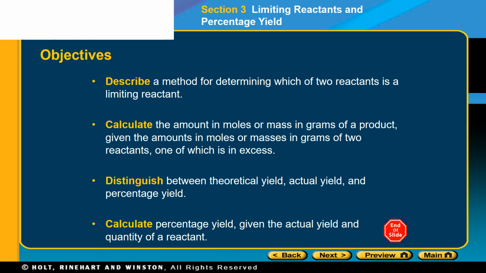All right. So we're going to describe a method for determining which of 2 reactants is a limiting reactant, or which one puts limits on the reaction. Calculate the amount of moles or mass in grams of a product, given the amount of moles or masses in grams of 2 reactants. And so one is in excess. And then distinguish between theoretical yield, actual yield, and percent yield. And then calculate the percentage yield based off of the actual yield and the quantity of the reactant.